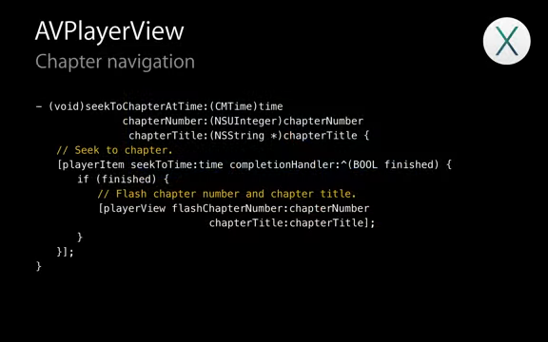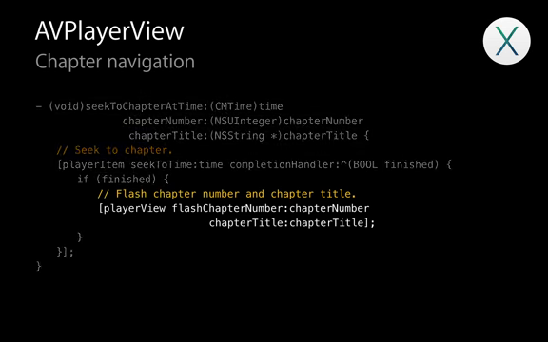And lastly, for chapter navigation, as you may have seen in QuickTime Player, when you seek through chapters using the appropriate keyboard shortcuts or menu items, QuickTime Player briefly flashes the chapter number and title. And if you would like to get similar behavior in your applications, which we highly recommend, you can use this API of AVPlayerView, this is only on OS X, to flash chapter number and title. Ideally, you would do this after the seek has completed, so you can place this code in your completion handler for seekToTime.